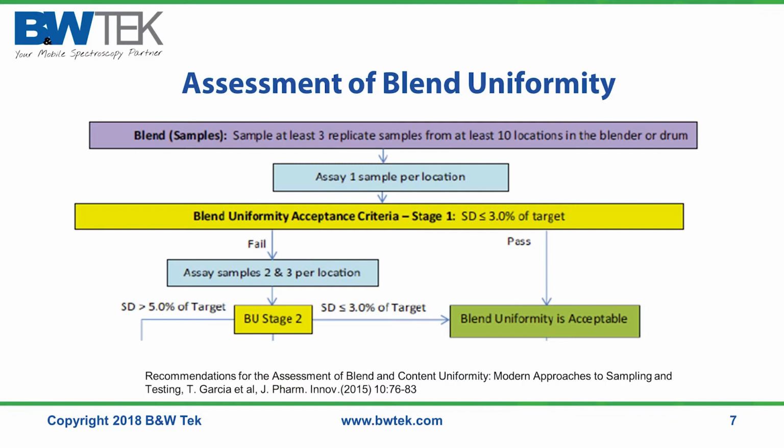So there are certain criteria that people follow for blend uniformity. You actually take 3 replicate samples from at least 10 locations in your blender or reactor, and then you assay 1 sample per location. Then there's an acceptance criteria like you can see up here. And if it passes, then your test is passed. Otherwise, you move on to additional testing.